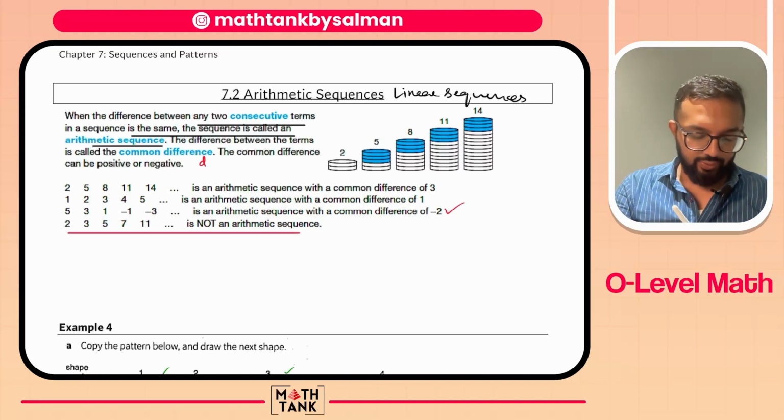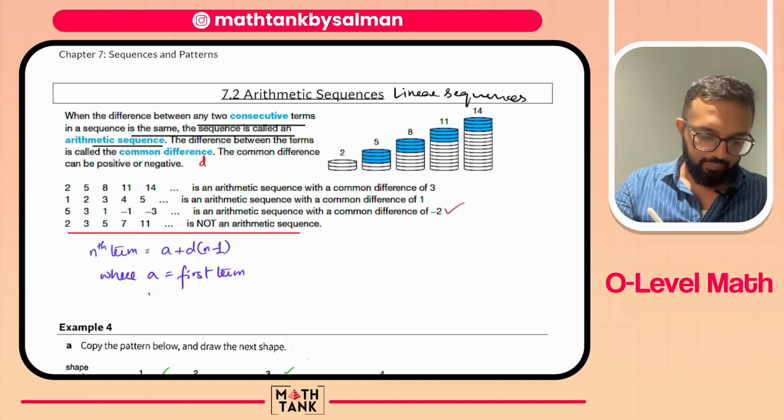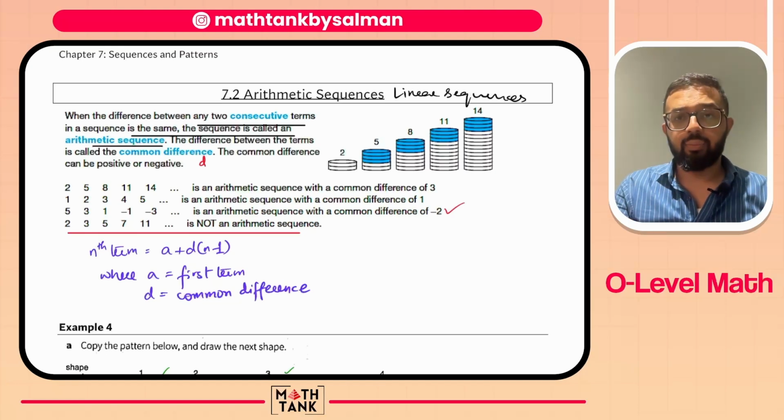For this type of sequence, what you need to know is that there is a formula for the nth term. The nth term is a plus d times n minus 1, where a is the first term, d is the common difference, and n is the number of the term. That's what you need to know.